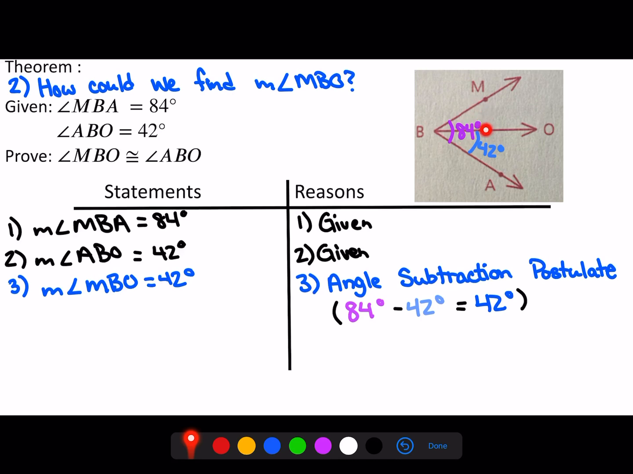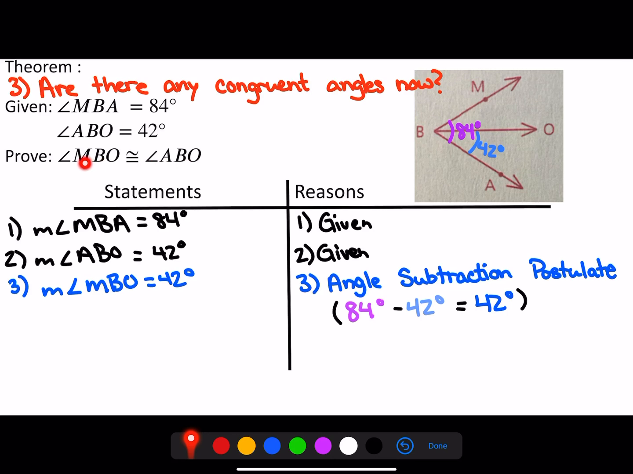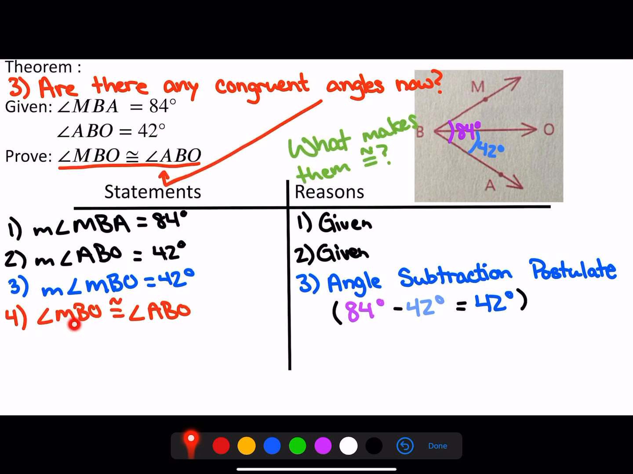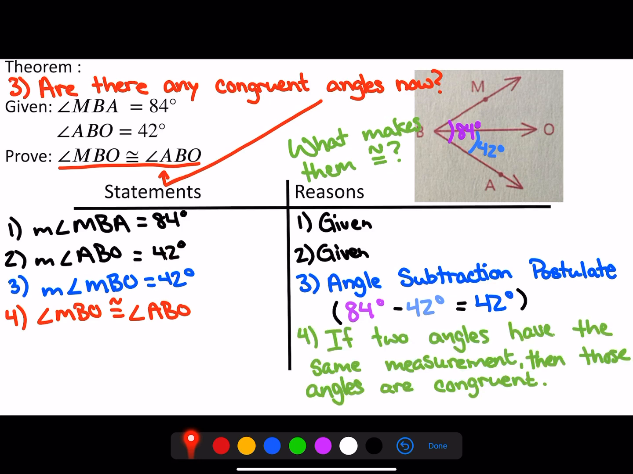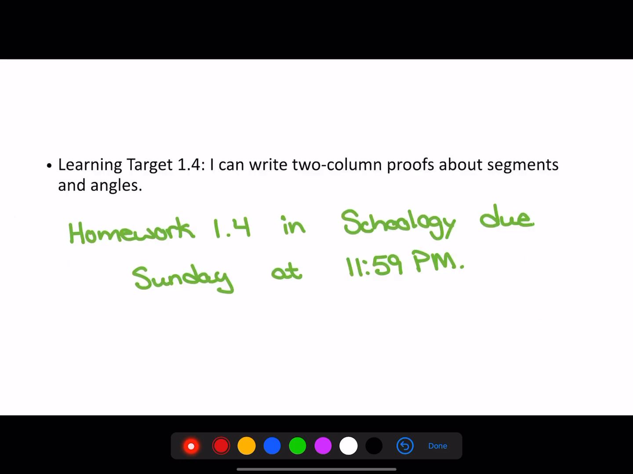At this point, we know that ABO is 42, MBO is 42. Can we finish this off and say that they are congruent to each other? Absolutely. So angle MBO is congruent to angle ABO. And what makes them congruent? Well, they have the same measurement. So if two angles have the same measurement, then those angles are congruent. And again, we see an if-then statement here, a conditional statement. With that, our proof is now finished.